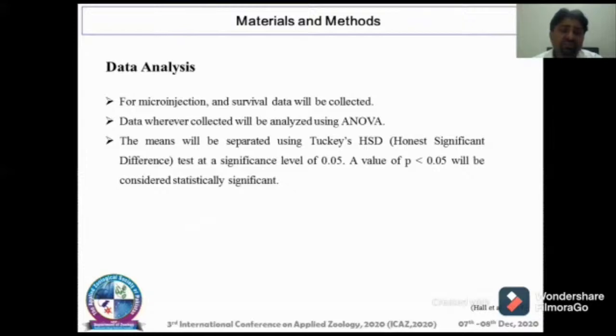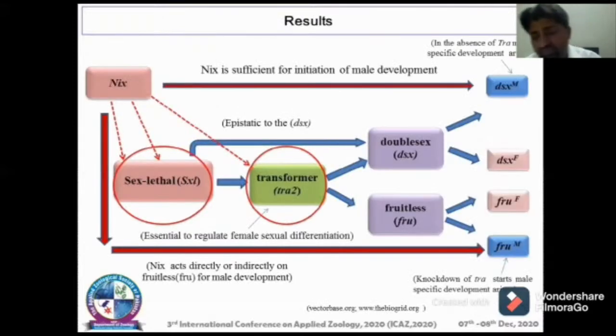So we are going to observe or record all these hatching and larval development stages and how many are going to emerge as adults. So all this data will be observed, and after that we will use a suitable statistical design like Tukey's HSD test or least significant difference test or SPSS, so we can have this data analyzed by statistical means.